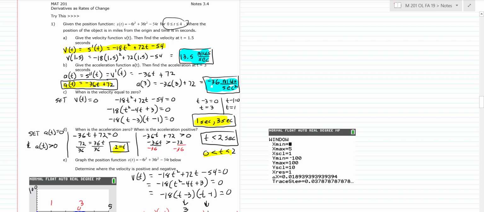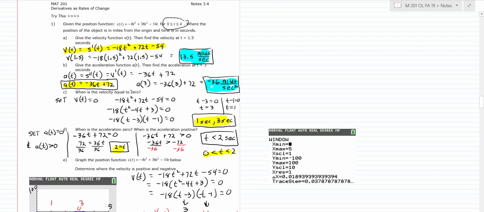And then the acceleration is the second derivative. So you need to take the derivative of this to get the acceleration. So that would be negative 36t plus 72. And then the acceleration at 3 seconds, just plug in 3 there to get negative 36 times 3 plus 72. So that is negative 36, and let's see, what was the unit, miles per second squared. So remember, the units are distance per time squared.